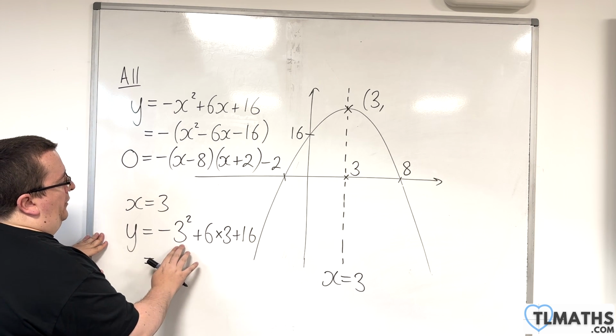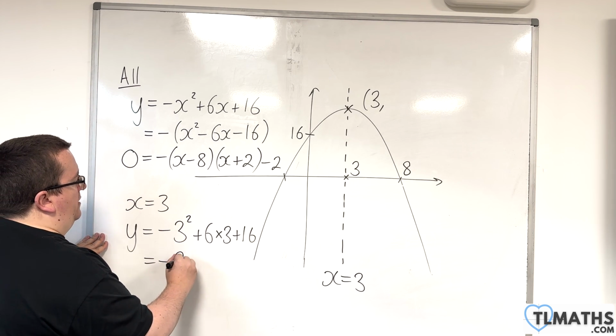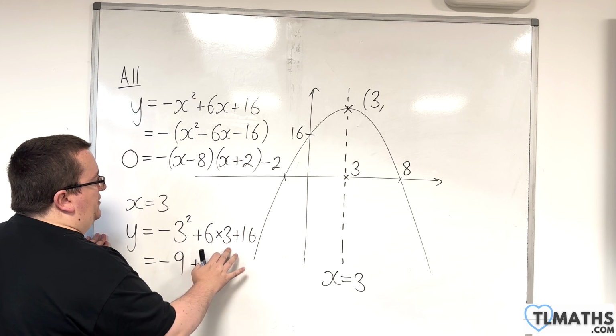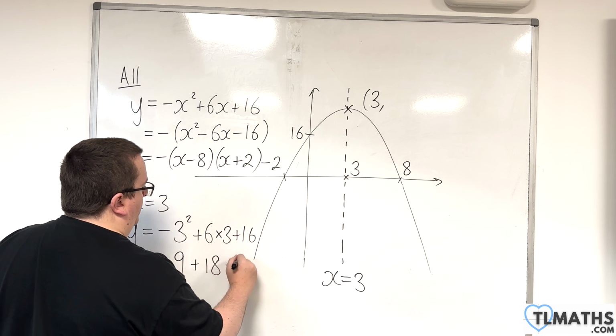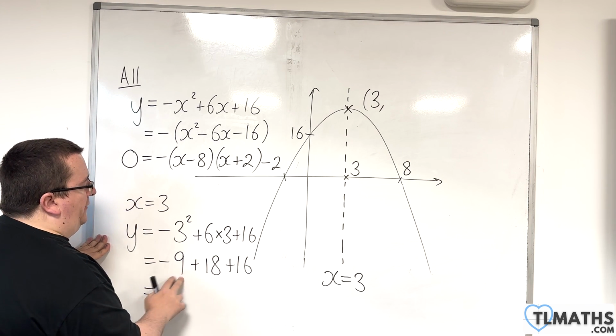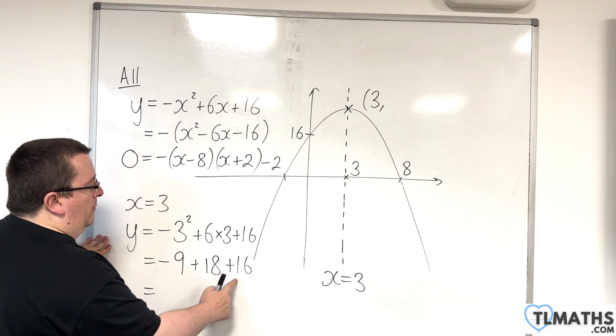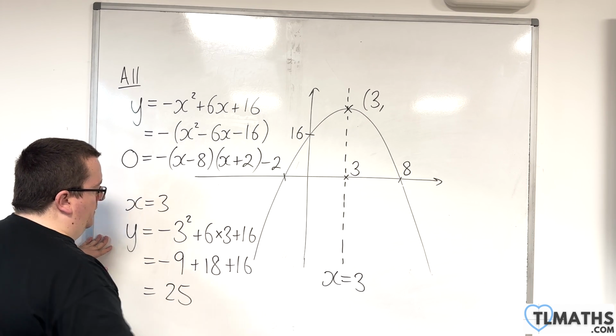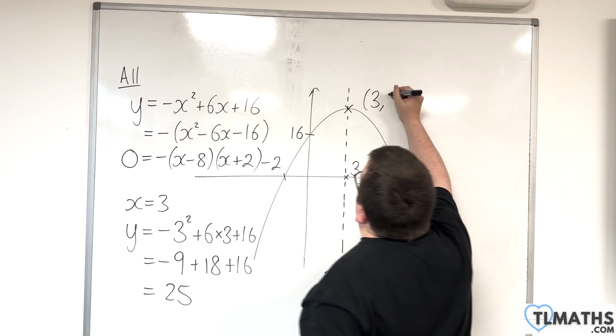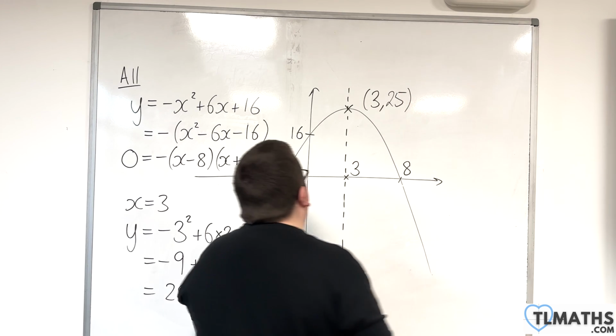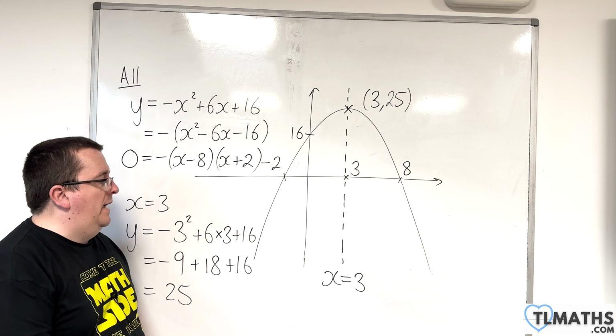So minus 3 squared is minus 9. 6 times 3 is 18. Minus 9 plus 18 is 9, plus 16 is 25. So 25 is the y-coordinate of the turning point. And we're done.